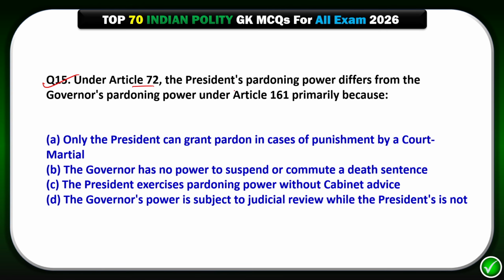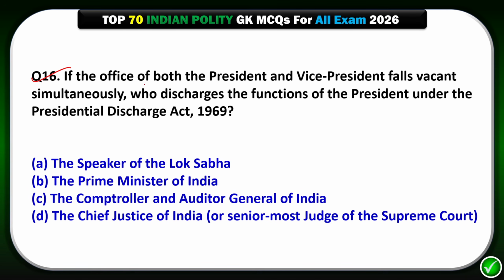15. Under Article 72, the President's pardoning power differs from the Governor's pardoning power under Article 161 primarily because only the President can grant pardon in case of punishment by a court-martial. 16. If the office of both the President and Vice President falls vacant simultaneously, who discharges the functions of the President under the Presidential Discharge Act 1969? Option number D. The Chief Justice of India or senior most judge of the Supreme Court.